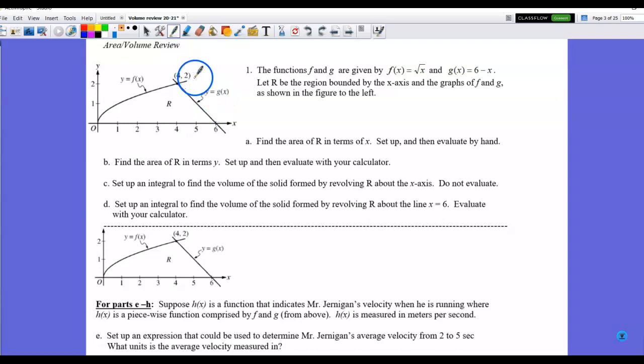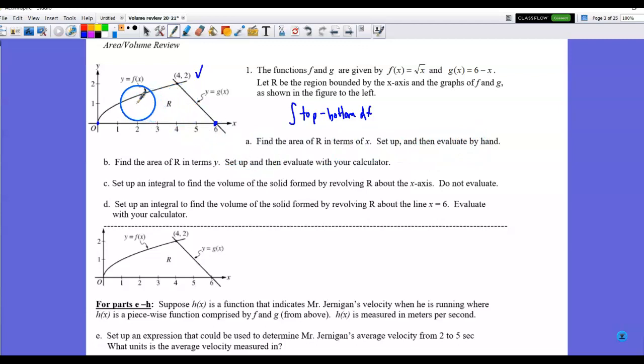We see a point of intersection where f and g intersect at (4, 2). We see a point of intersection at (6, 0), and we know that there's a point of intersection at (0, 0) if we need that. So for letter A, we're finding the area of region R in terms of x. So we know if we're finding the area of a region, we're going to integrate, if we're in terms of x, top minus bottom dx. There is no pi because we're not doing volume, we're doing area. And this one says set it up and then evaluate by hand.